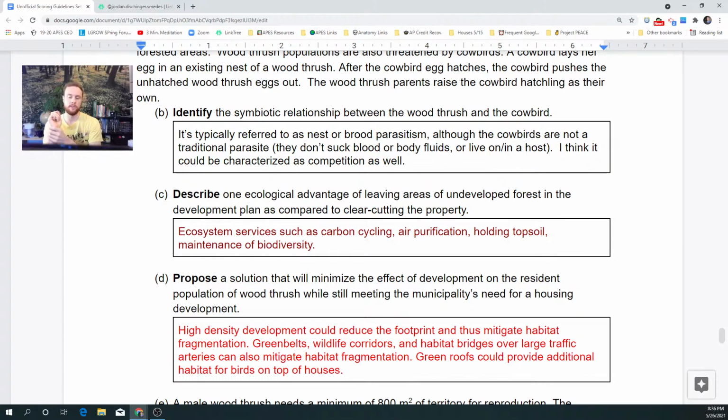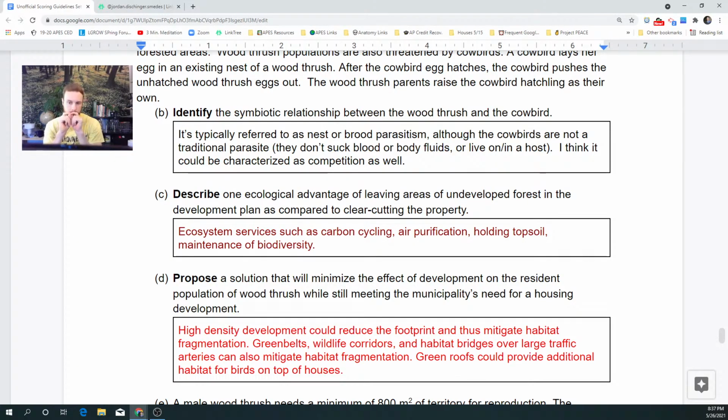Now, what I don't like about this, and again, this is just an unofficial answer from some teachers that crowdsource this, but you need to pack some details onto this. So you get an ecosystem service like carbon cycling, which is taking carbon out of the atmosphere, sequestering it so that there's less climate change. Although with ecological advantage, I'd go a little narrower. I'd go with the topsoil, I'd go with the water filtration of the groundwater, or I would go with habitat for organisms and a more stable food web.